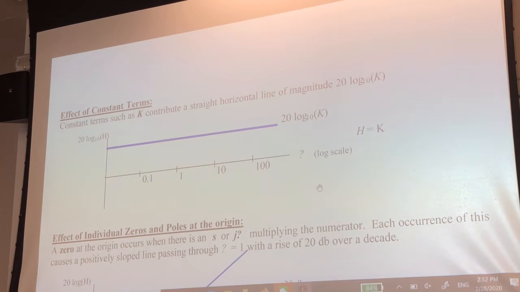So the first thing is, if we have a k term, 20 log 10 k is nothing but a straight line, okay? Any question on this? Or if you see a question mark, that's some version incompatibility. This should be omega, okay? Omega is 1, okay? So replace the question mark with omega.